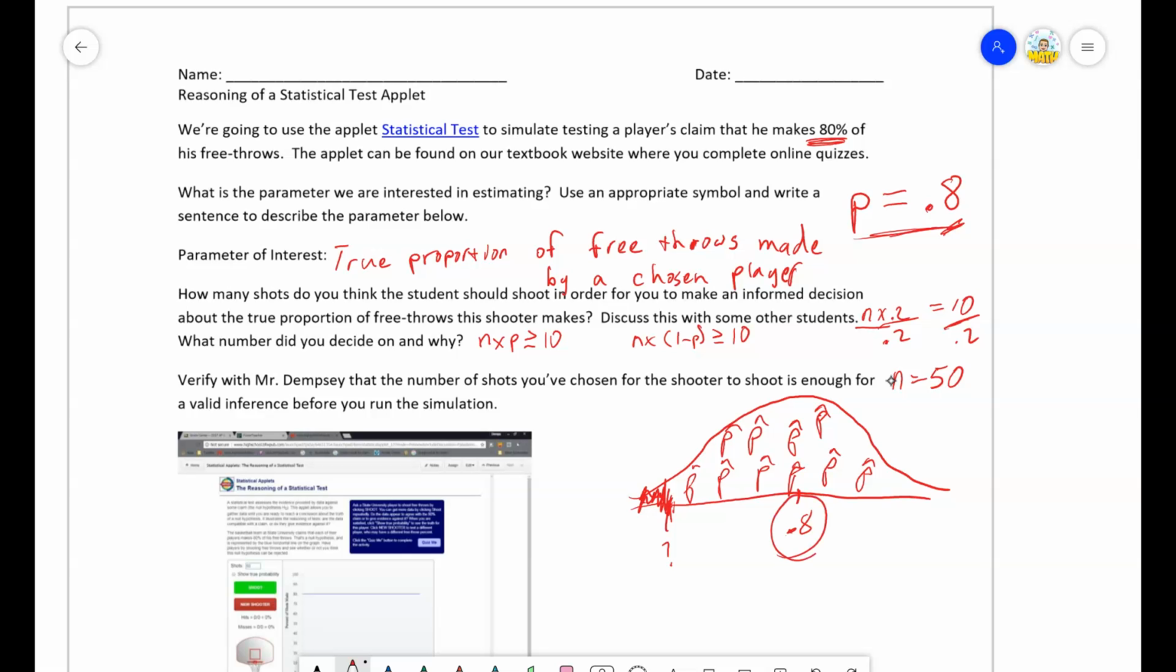Otherwise, the distribution would be skewed to the left, right? If we only shot 10 shots, 8 out of 10 would be most likely, and then we'd have a skew to the left situation. But if we shoot 50 shots, so that is the correct answer, we need him to shoot 50 so that we can assume this normal sampling distribution that we're going to base our inferential conclusion on.